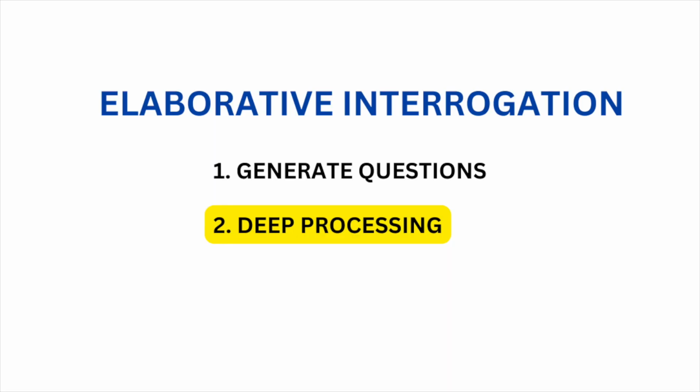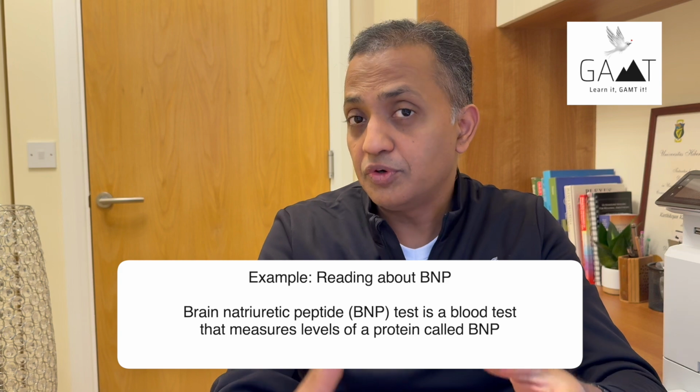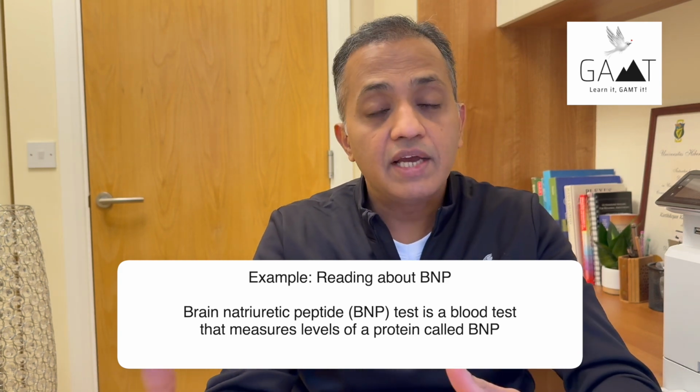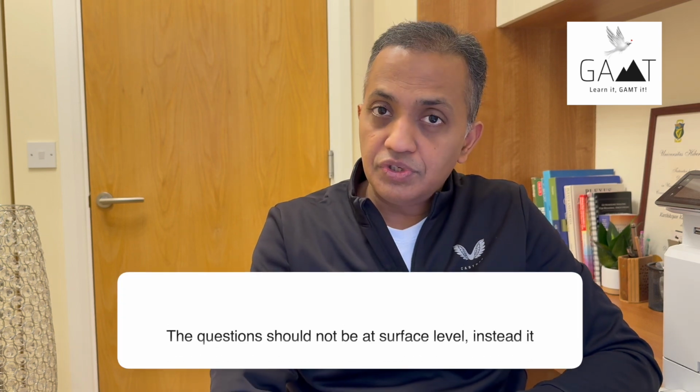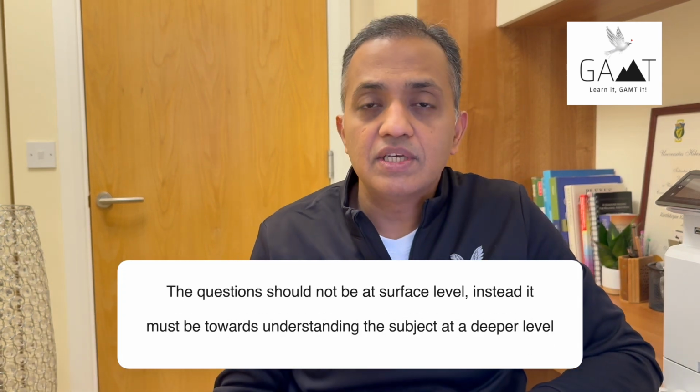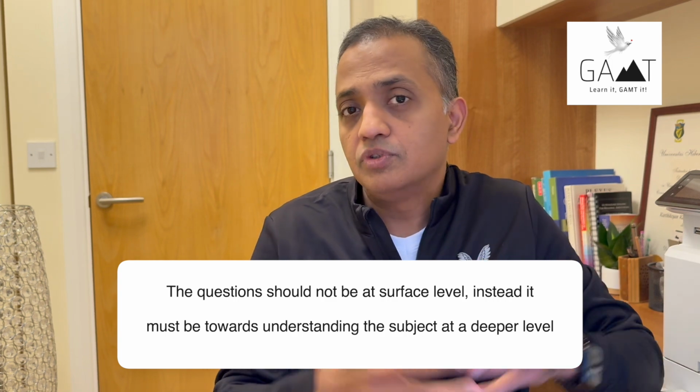The second point that you need to understand in elaborative interrogation is called deep processing. So what do I mean by that? Say, for example, you're reading about BNP in heart failure. BNP is a brain natriuretic peptide. It's a lab value that you measure in the blood test, and if the value is high, it signifies heart failure, right? So let's say you're reading about BNP. You ask the why questions, but they shouldn't be very superficial. Say, for example, you shouldn't ask something like, what conditions does BNP increase in? And then the answer is going to be, oh yeah, BNP is going to be raised in heart failure.